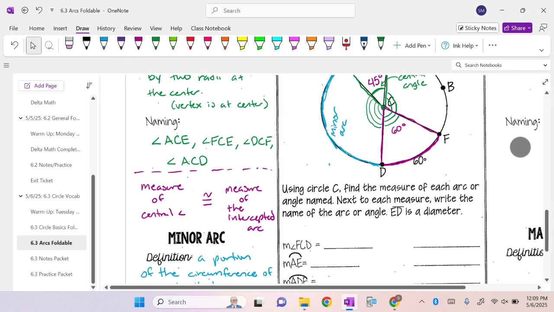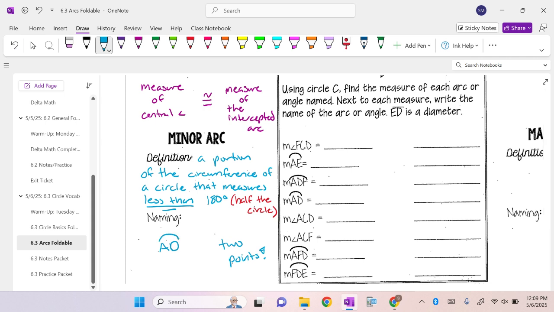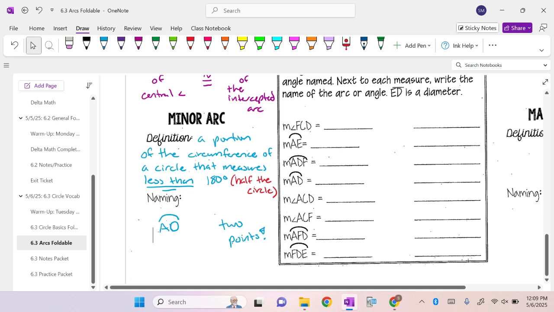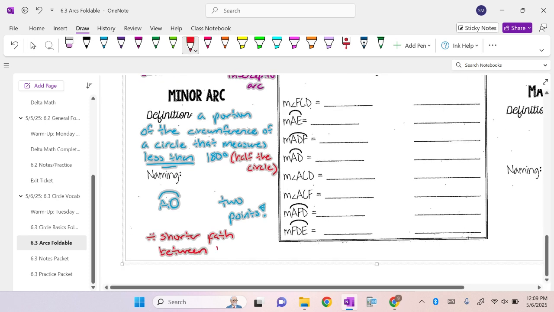Thus, the way we name it is that we name it with 2 points. So from A to D, and we use a little arc over top of it to represent that it's an arc. Another thing to note about arcs is that a minor arc is the shorter path between 2 points.